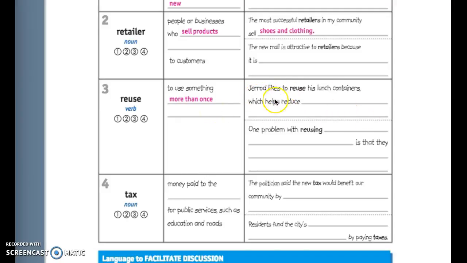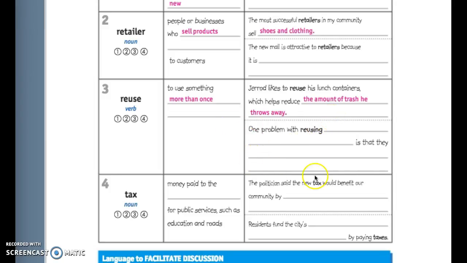So this example here says, Jared likes to reuse his lunch containers, which helps reduce the amount of trash he throws away. Rather than just bringing in a paper bag, which every day he throws away, he decides to use a reusable plastic one.